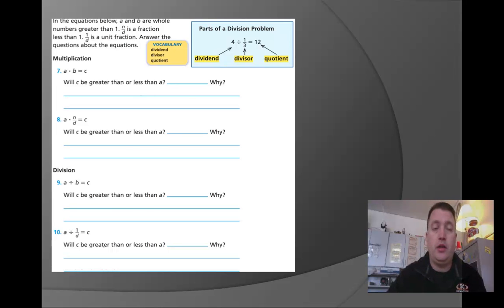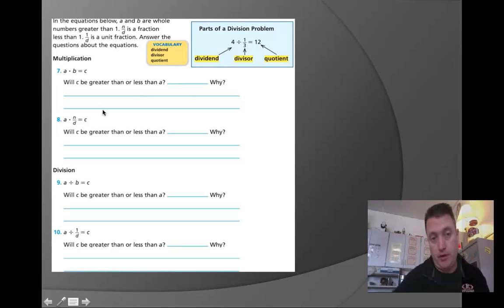All right. So in these equations that they've shown us, they're going to have us look at A times B equals C. A and B are going to be whole numbers. This here, N over D, is going to be a fraction that's less than one whole. And down here you've got a unit fraction. So just some things to keep in mind as we go through this.